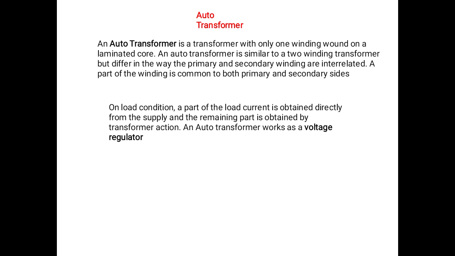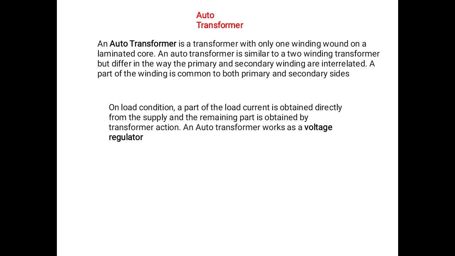So an auto transformer is similar to a two-winding transformer, but it differs in the way primary and secondary windings are interrelated. A part of the winding is common to both primary and secondary sides. Means in this type of transformer, primary and secondary windings are electrically connected. So there is only one common winding.